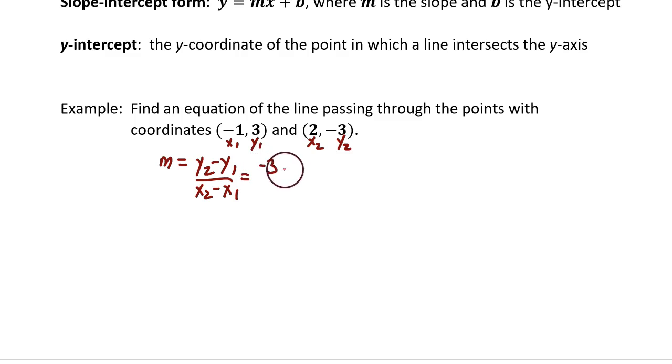y2 is negative 3 minus y1 is 3. x2 is 2 minus x1 is negative 1. Now simplify. Negative 6 over 3, which reduces to negative 2. The slope of our line is negative 2. Now we can use the point-slope formula. Let me write that down one more time.